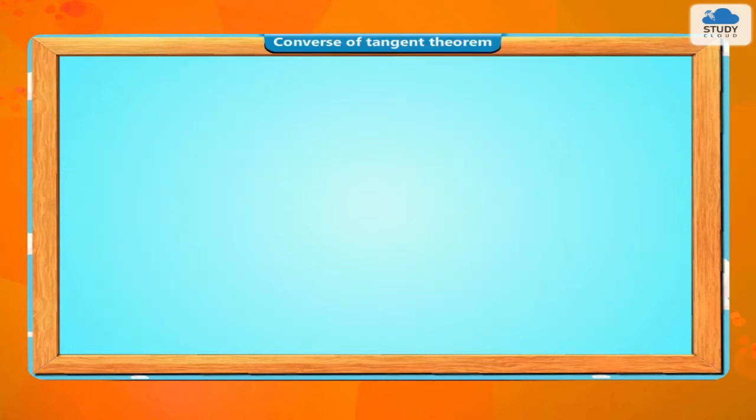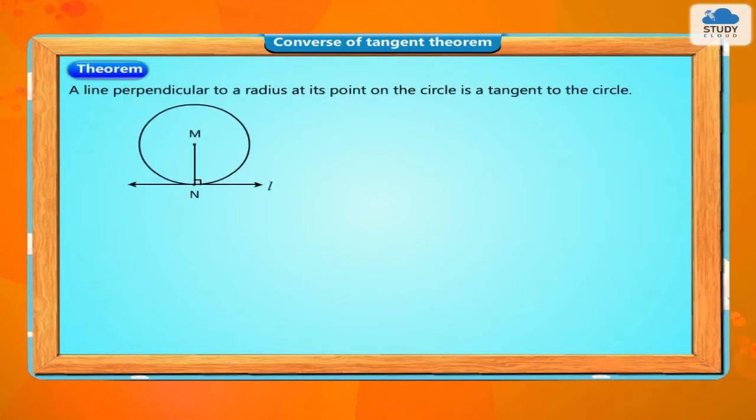Converse of tangent theorem. Theorem. A line perpendicular to a radius at its point on the circle is a tangent to the circle.